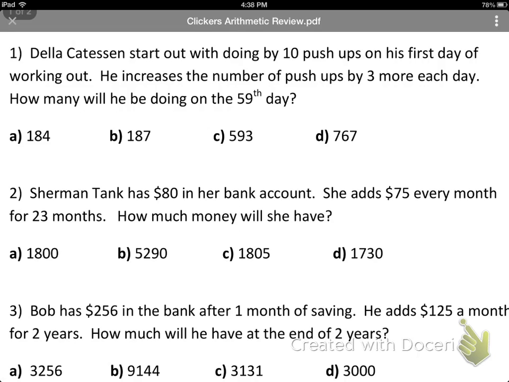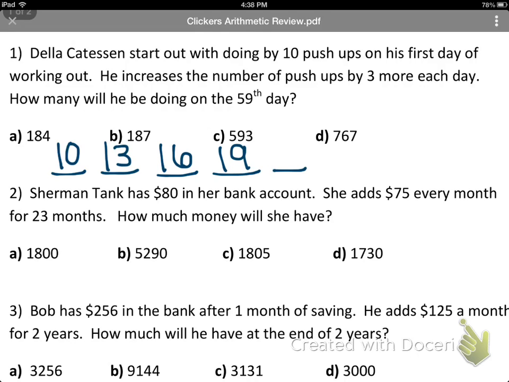So if we think about this as a sequence, an arithmetic sequence, he starts out by doing 10 push-ups. Then he adds 3 more, so 13. Then he adds 3 more, 3 more. So we are saying if this pattern keeps going, how many is he going to have on the 59th day? So right now we've got day 1, 2, 3, 4, 5, 6, 7.